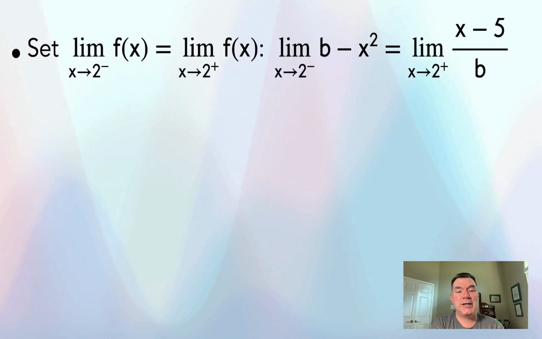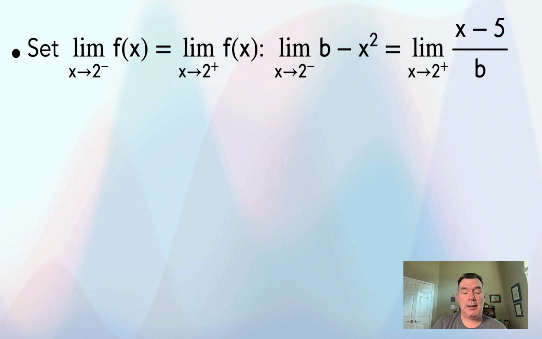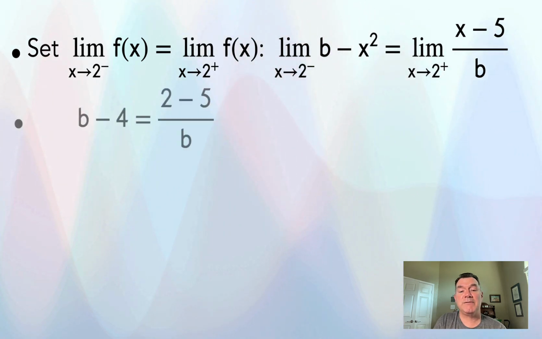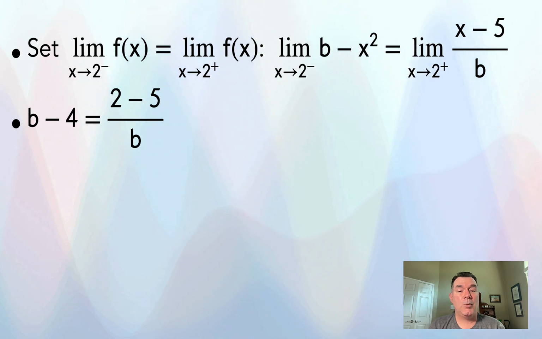In this case, because I have a left-hand limit and a right-hand limit that are different, I'm going to set those equal to each other. So I'm going to set the top piece equal to the bottom piece. I get the limit as x approaches 2 from the left of b minus x squared equal to the limit as x approaches 2 from the right of x minus 5 over b. In both cases, I can substitute 2 in for x without creating some kind of error, like something that's undefined or indeterminate.